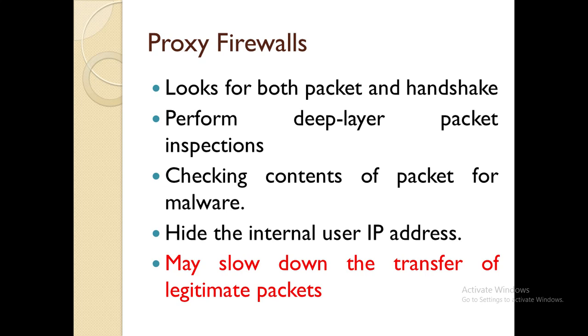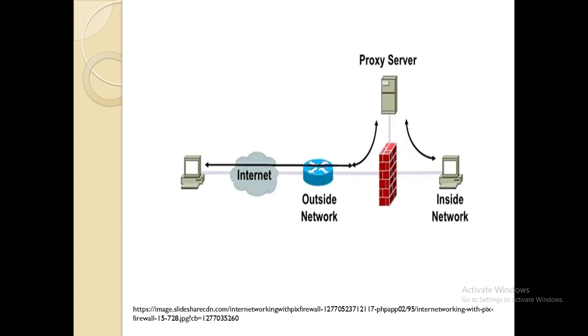We know that deep layer packet inspection will see the contents of the packet, whether they contain some malware or not. The biggest benefit, as I told, is that it will hide the user's IP address. But due to this lot of work, it will consume more resources and somewhat slow down the transfer of packets from our inside network to outside or outside to inside.